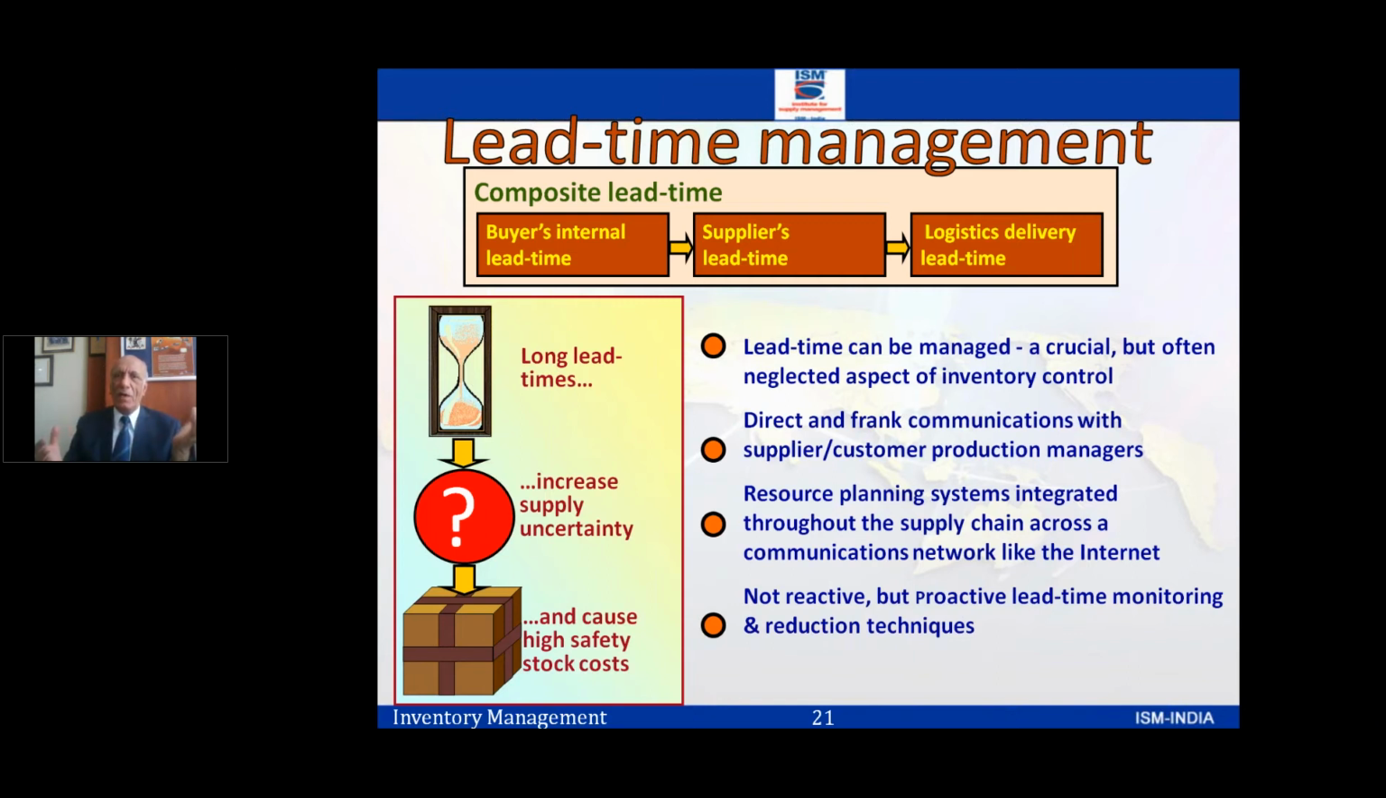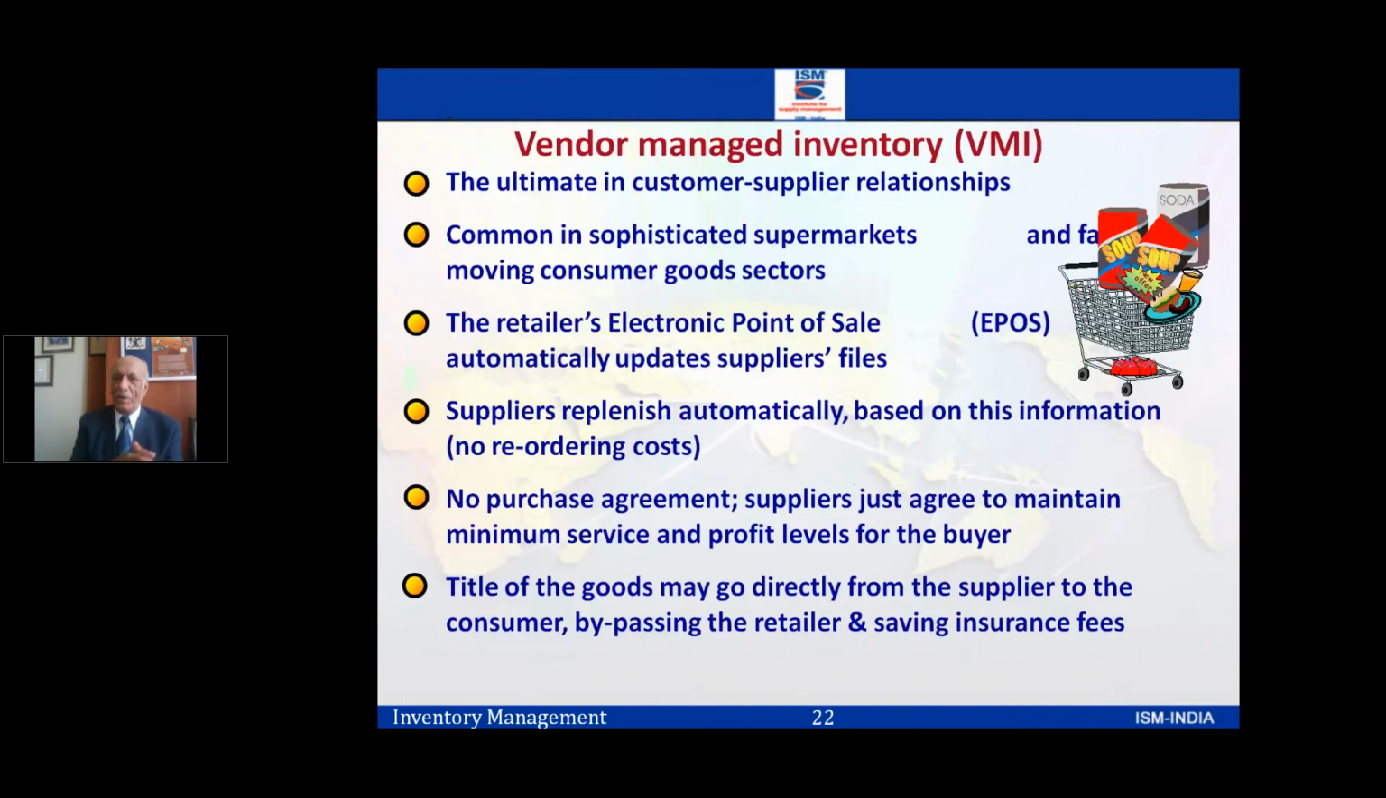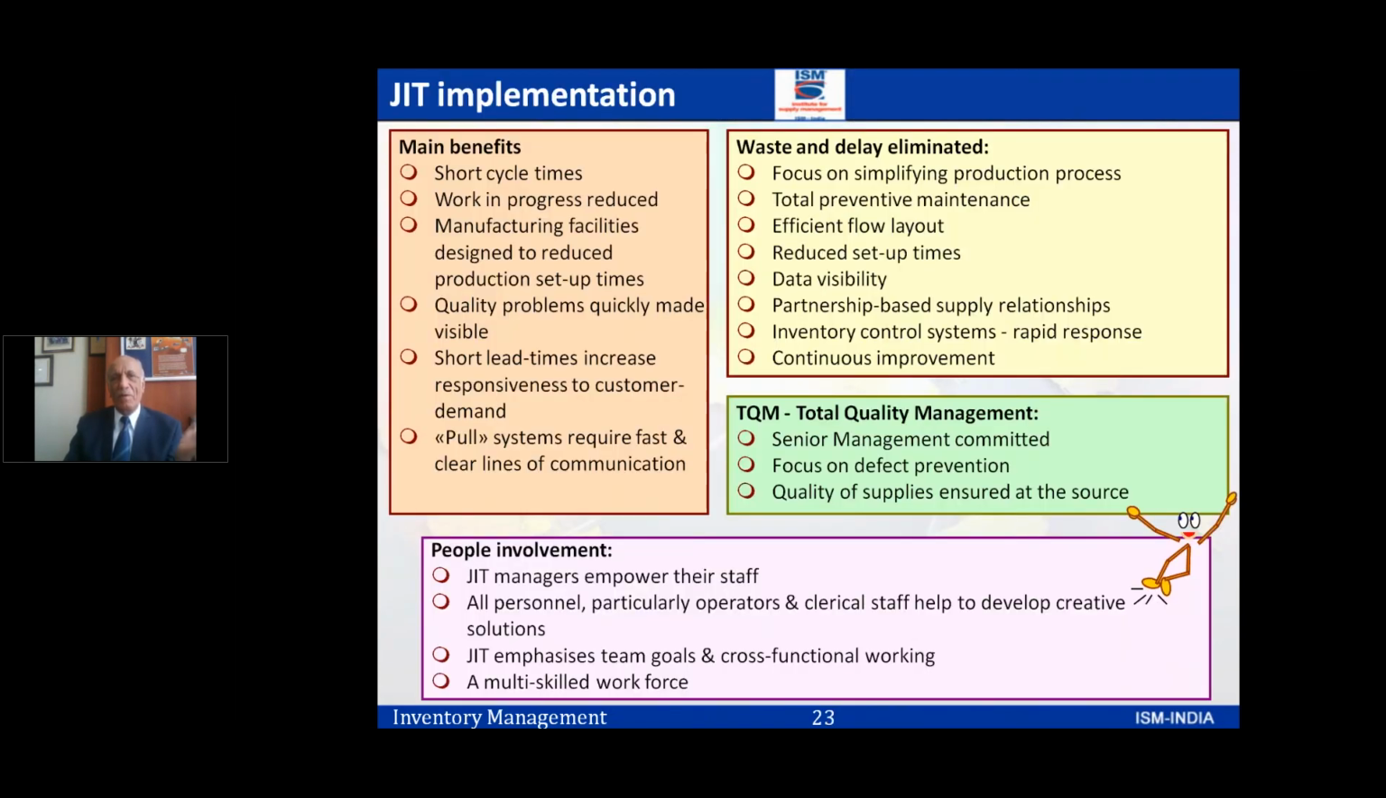Vendor managed inventories, if you look around, are the ultimate in customer-supplier relationship. Common and sophisticated supply markets, retailers, electronic point of sale, automatic updates of the supply files. Now JIT, I don't think I should go much into this, but I think you all know it very well. It cuts down the cycle times, work in progress is reduced, and waste and delivery are eliminated. Then there's the concept of people involvement. The staff gets involved, so JIT managers empower their staff.